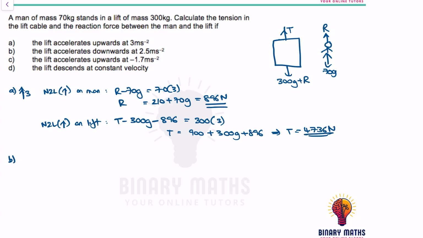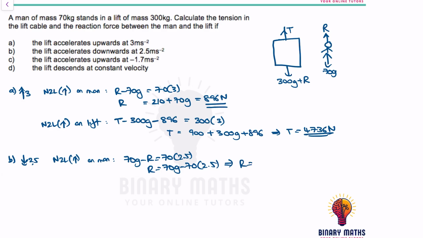Okay, part B now. The lift accelerates downwards by 2.5 meters per second squared. Newton's second law applied vertically on the man. Because it's traveling down now, 70g minus R must be equal to 70 times 2.5, which means R will be equal to 70g minus 70 times 2.5, which implies R is equal to 511 newtons.